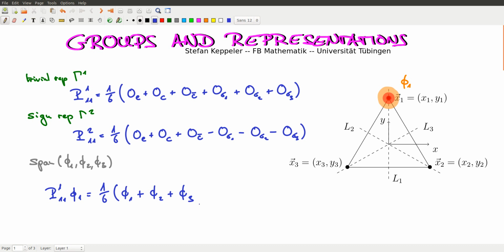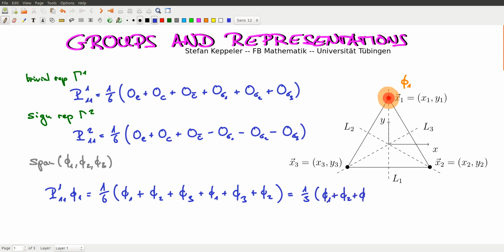Now O sigma 1 is the reflection across axis number 1 here. That leaves the phi 1 invariant. The phi 2 is the reflection across this axis here, so we get phi 3 here, and reflection across axis 3 moves the Gaussian down here, so we get phi 2.